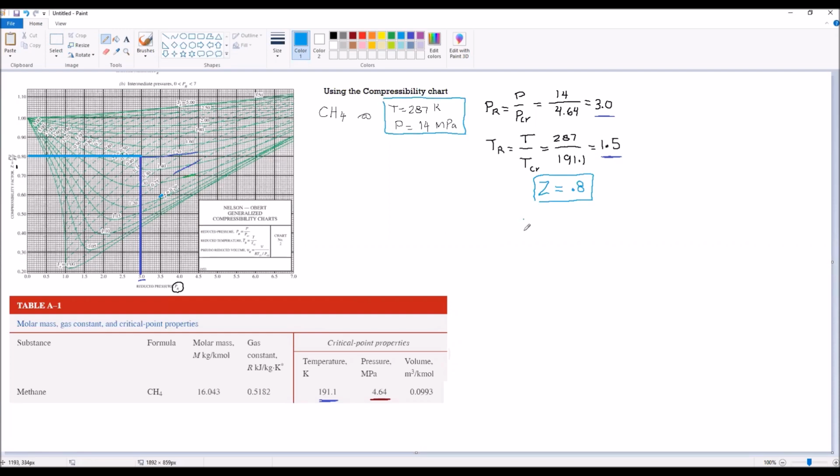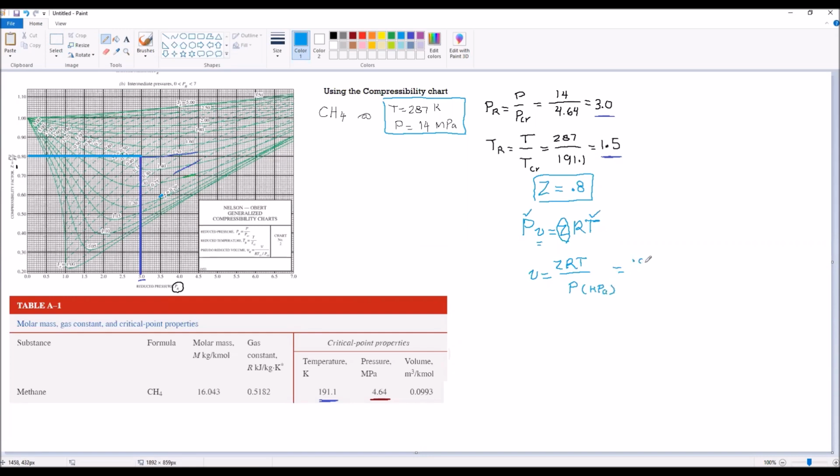It means that if we want to use the ideal gas equation of state, we have to use a correction factor of 0.8. For example, if temperature and pressure are given, we can determine specific volume knowing the gas constant for that gas, in this case methane, and applying 0.8 as compressibility factor. So specific volume is equal to ZRT divided by P. Keep in mind that pressure has to be in kilopascals now.